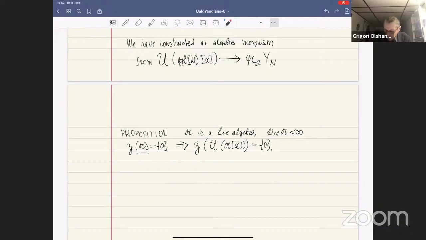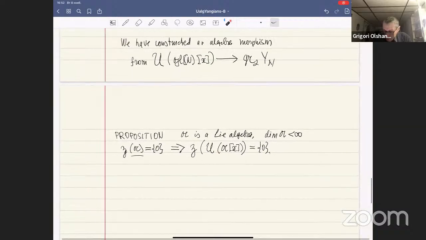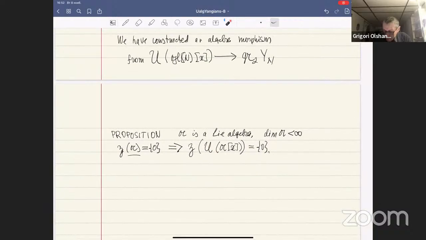But if you add polynomial currents, the polynomial functions, it turns out that the center disappears. It's not trivial. I could not find a good proof.